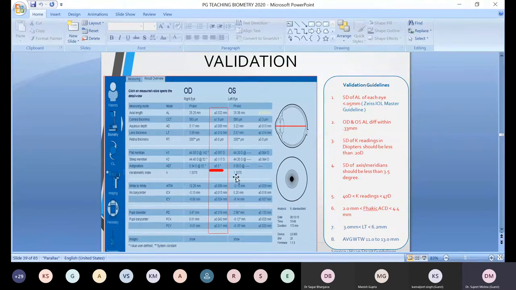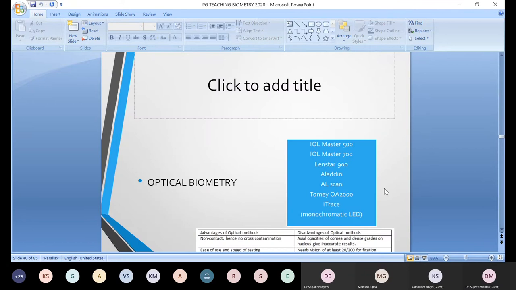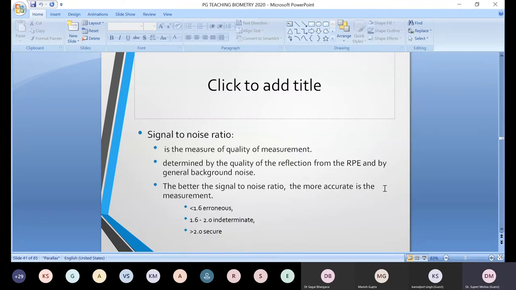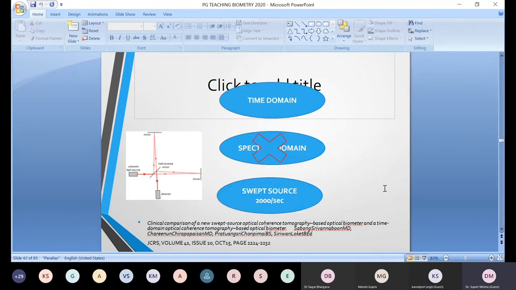Now, if you look at this underlined 6.5 degree for astigmatism, even if it is captured by an optical biometer, we will not take this value and will remeasure it. Unless it comes within 3.5 degrees, that data will not be valid. Others I have told earlier. For optical biometer, we have a lot of options. Signal to noise ratio will also tell you about the validity of the data.